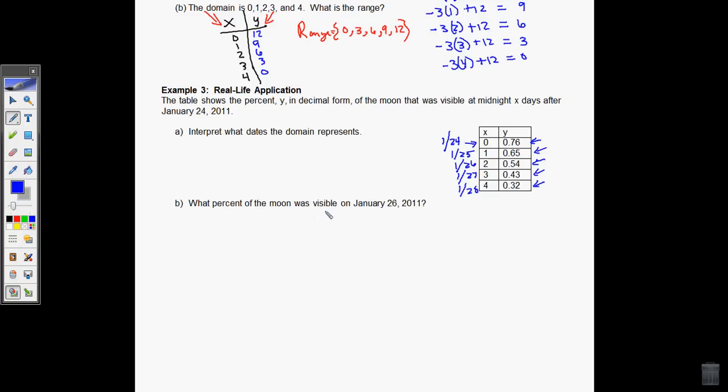What percent of the moon was visible on January 26th? Okay, so that means I need to look at which part of my range, which y value, corresponds to this x value that represents January 26th, 2 days after the 24th. It was 0.54 visible. Beautiful. You couldn't see it, but I just did a big thumbs up.